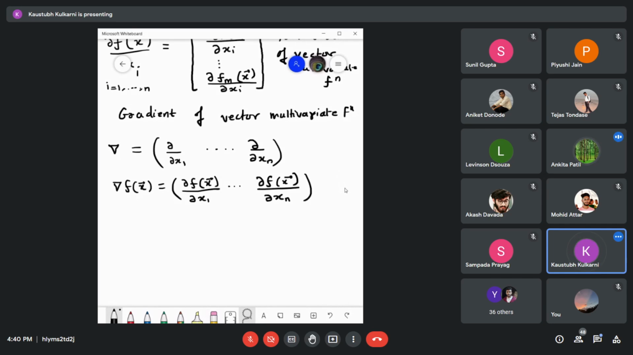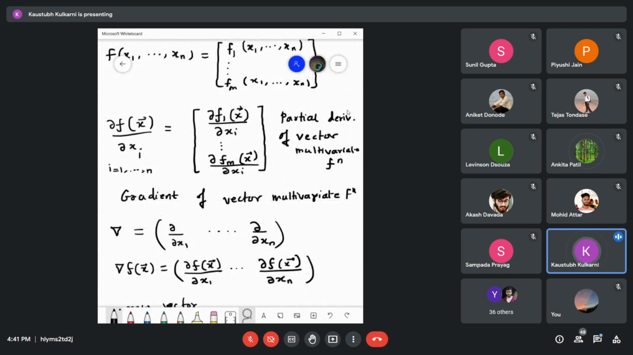Now, though I have used round braces, I mean to say this is a row vector. Basically, this is a vector, right now a row vector, with one row and n columns, a 1 cross n row vector.